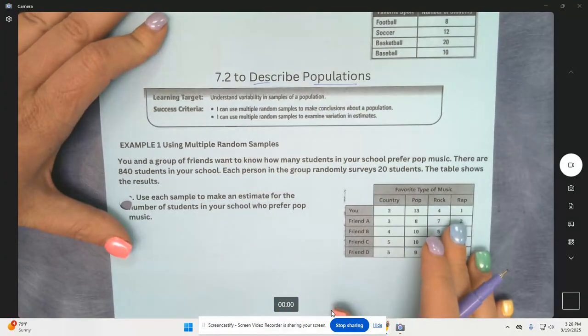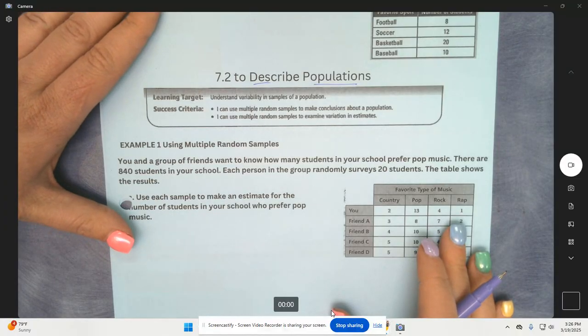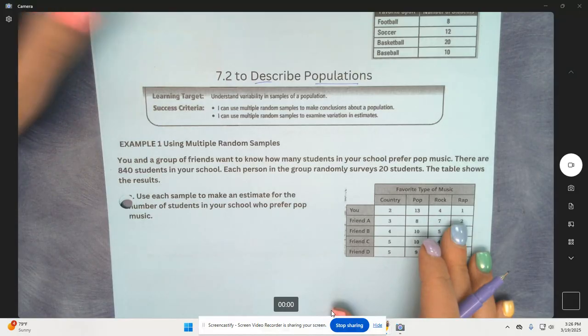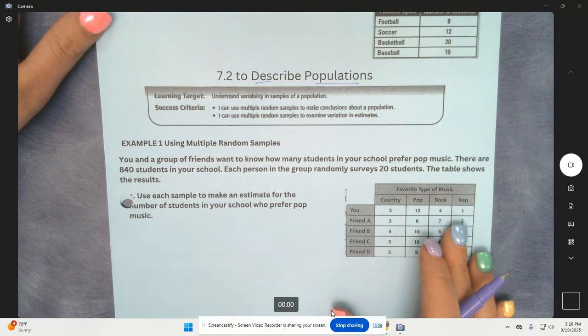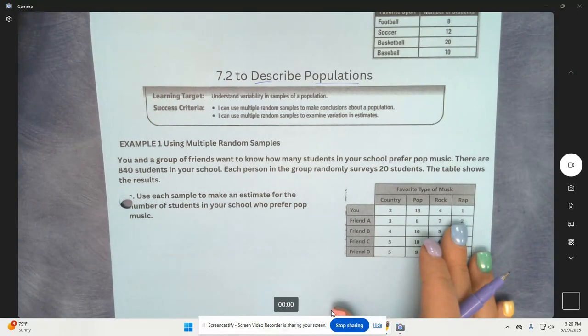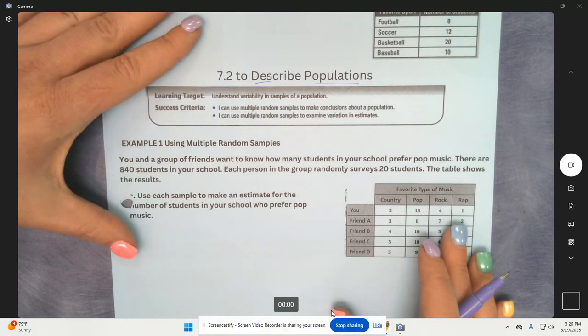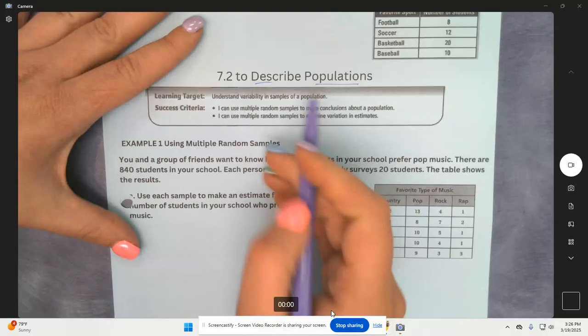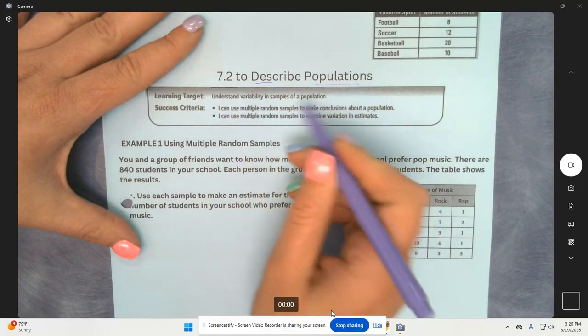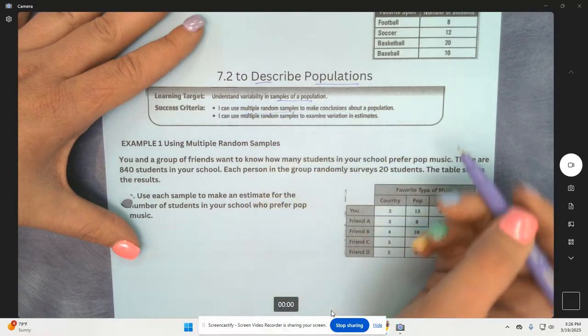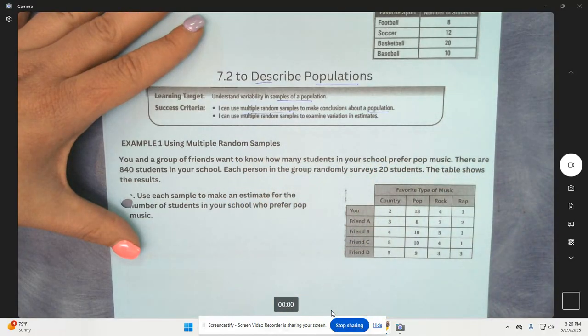So yesterday we talked about samples versus populations. We talked about how with a sample we need to make sure that it is unbiased and that it's large enough, and that if that's the case, then we can make predictions for the population, and that's what we're going to do today. Okay, so that's our goal, is understand the validity of samples of a population, and then use multiple random samples to determine the outcome for that population.